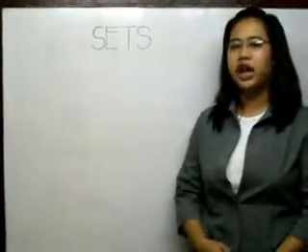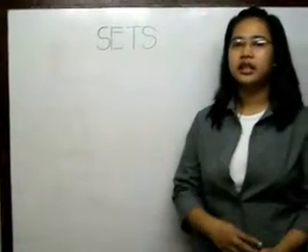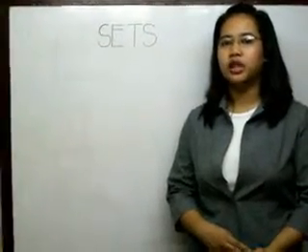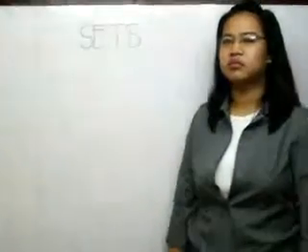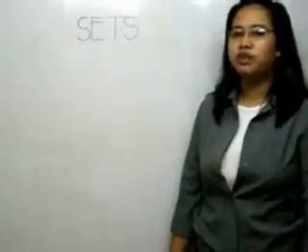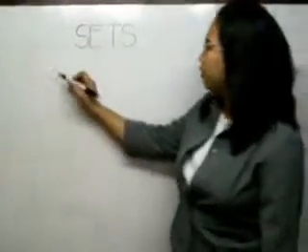But first, let's define what is a set. A set is a collection of well-defined objects wherein these objects are called elements of a set. There are two ways of describing a set. The first one is the tabular form.